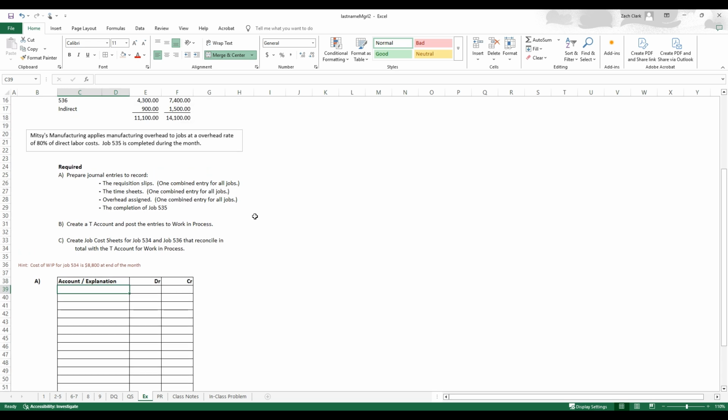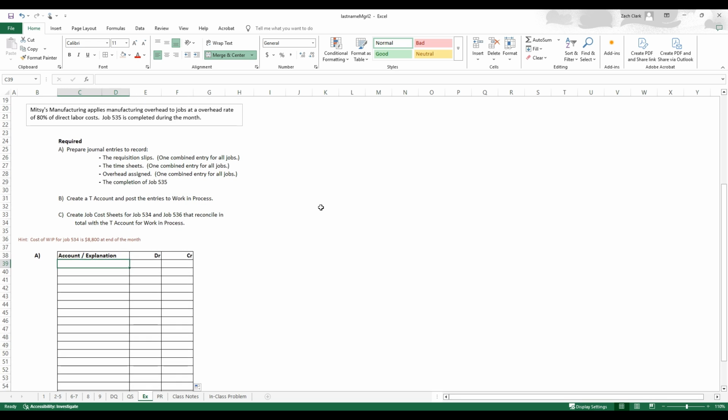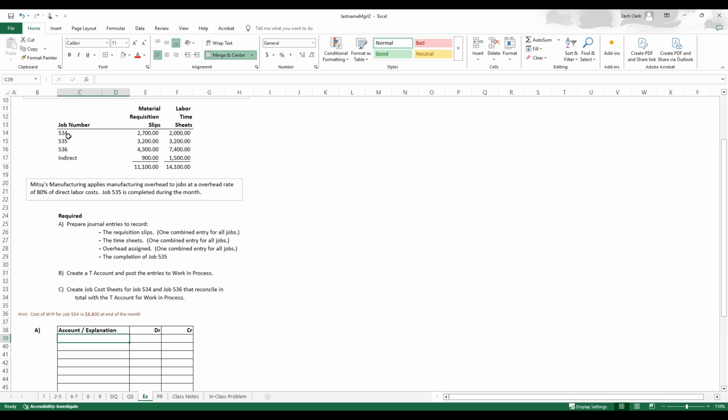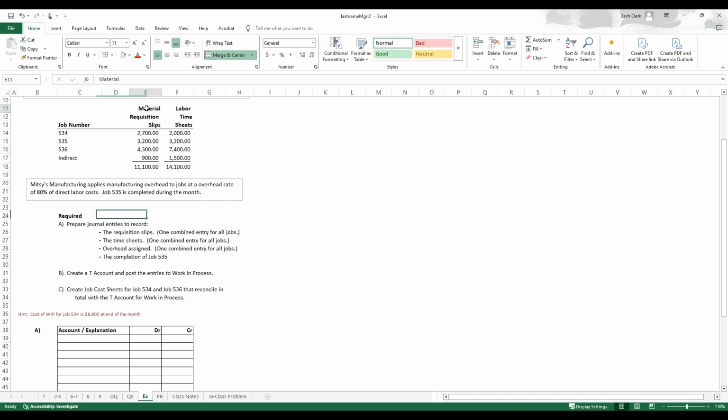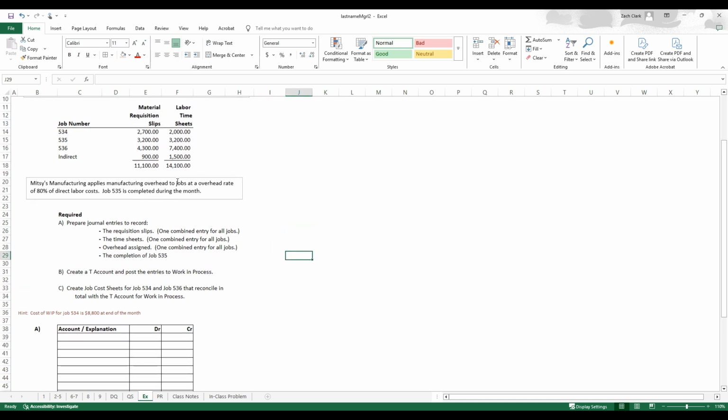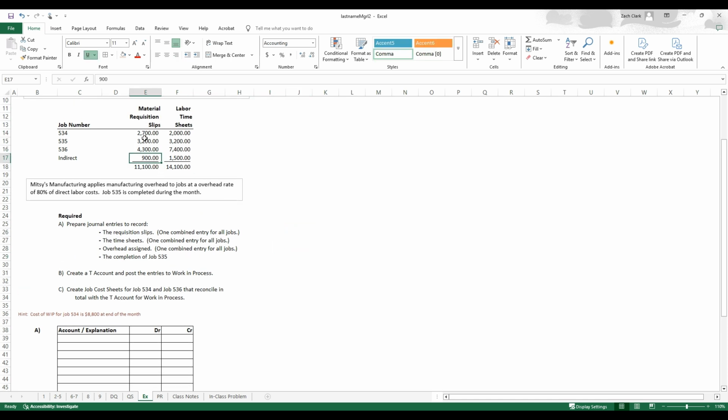Okay, so journal entries, that's what we want to do. We want to record the requisition slips, and we're just doing one combined entry for all the jobs, so we're not going to do individual journal entries per job necessarily, right? So what we want to look at here is the requisition slips for this amount here. So our indirect cost of 900, and then our direct materials here, whatever this total, 10,200. You can see the sum just from me selecting cells. If you didn't, that's one that you always can get an average, count, and sum by just highlighting over a number of numbers.